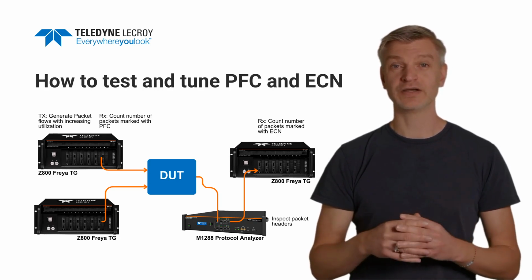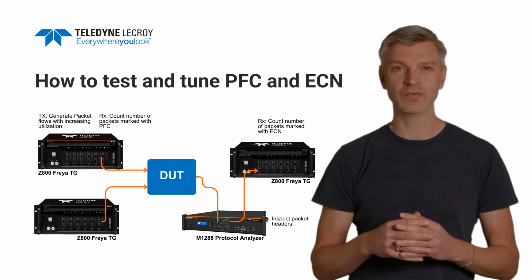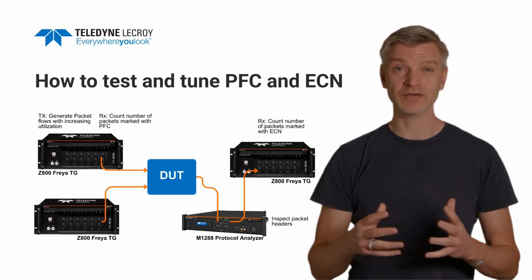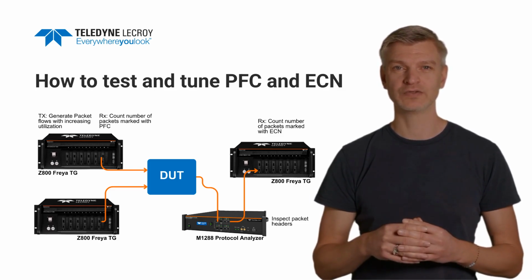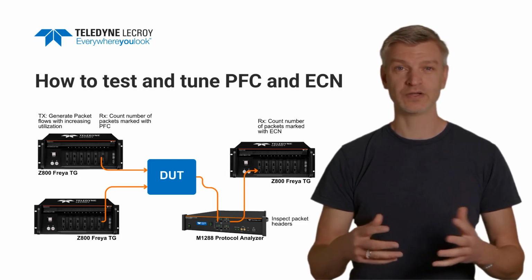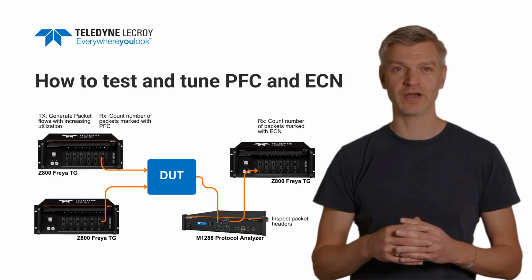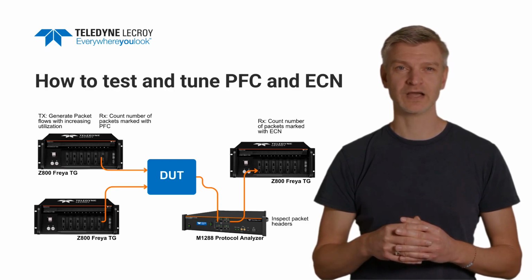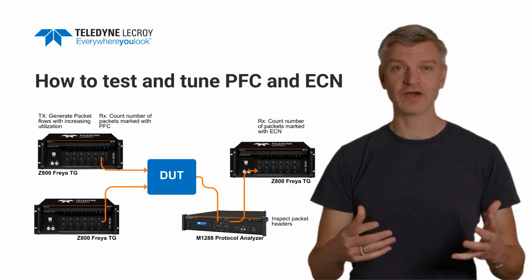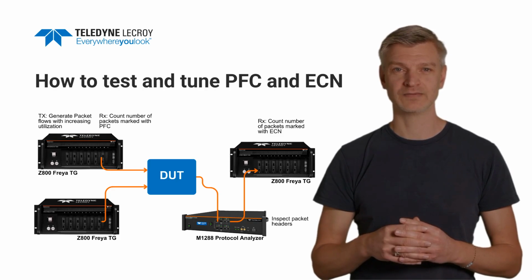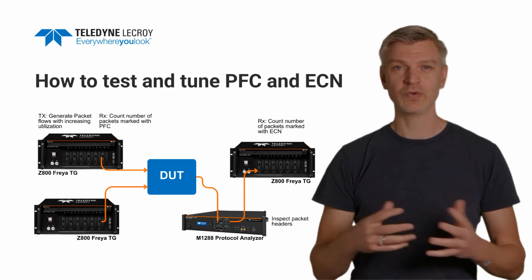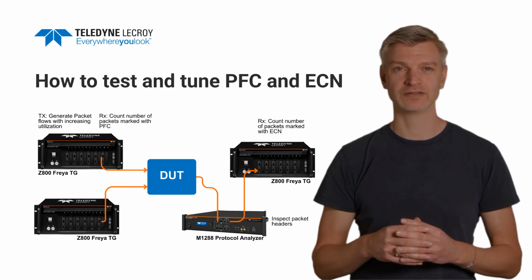Alternatively, you could use a couple of Teledyne LeCroy Z800 Freya Ethernet traffic generators and a SierraNet M1288 protocol analyzer, as shown here. The traffic generators on the left are used to create flows with RoCE v2 and other types of traffic classes, which are then sent to the switch, which is the device under test. As the packet rate is gradually increased, the protocol analyzer and traffic generator to the right will capture, analyze, and then count the number of ECN congestion-marked packets to verify correct performance. The setup can also be used to adjust the threshold levels, Kmax and Kmin, for optimum performance. Once the PFC threshold is reached, the traffic generators on the left will also count the number of generated PFC pause frames and stop sending data.